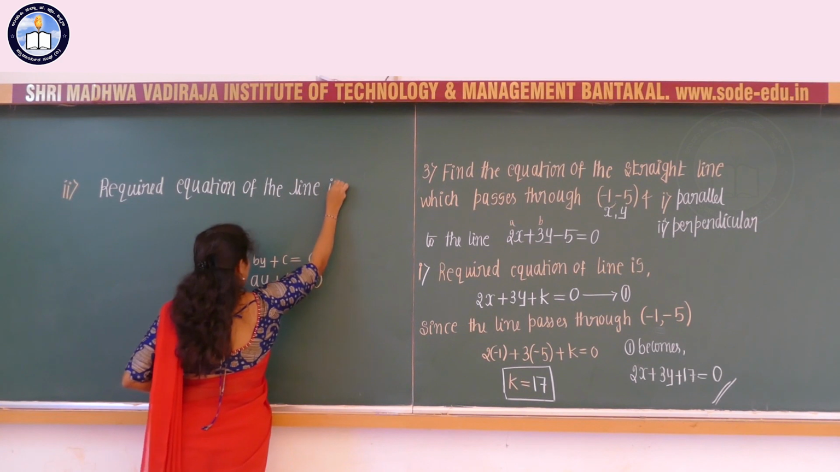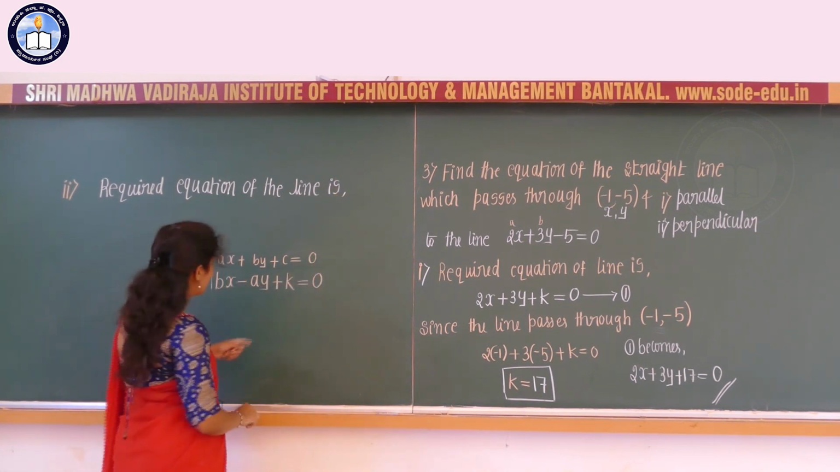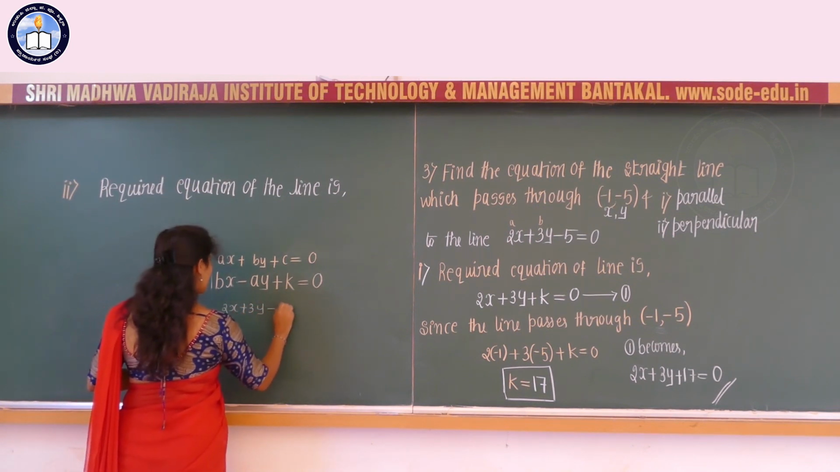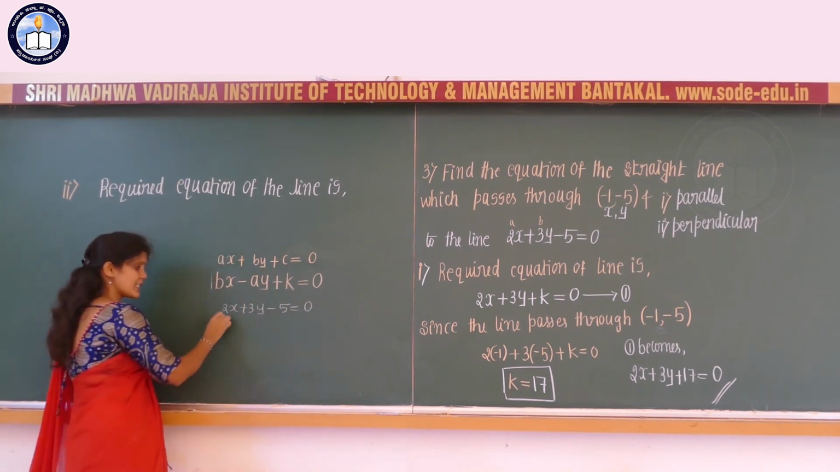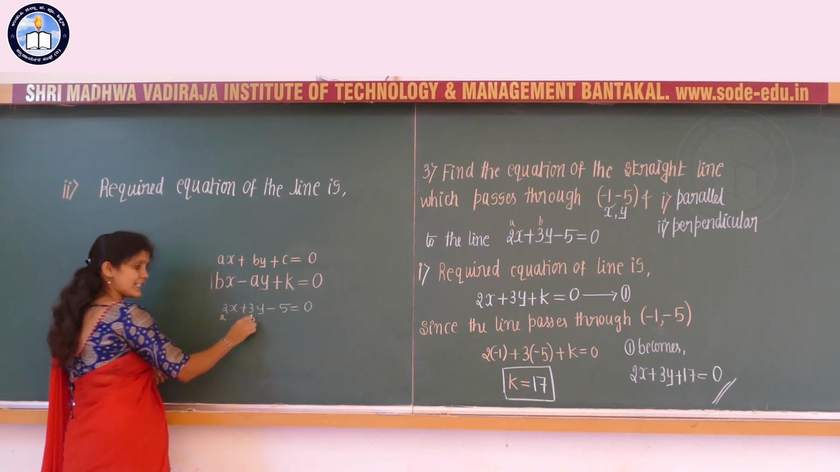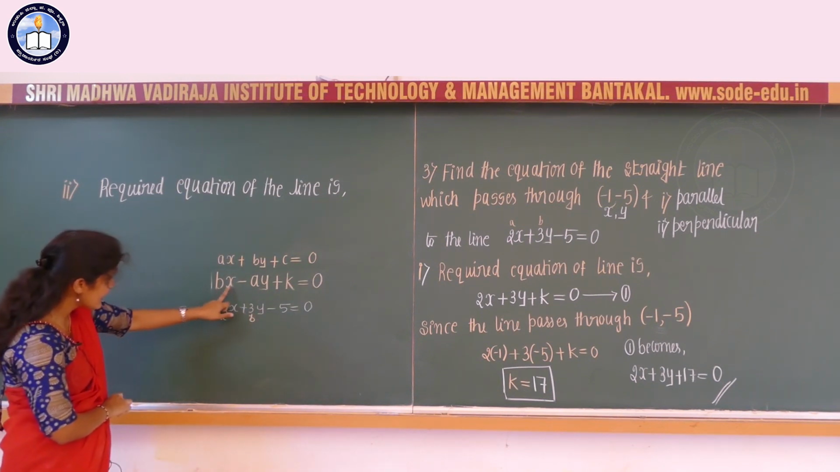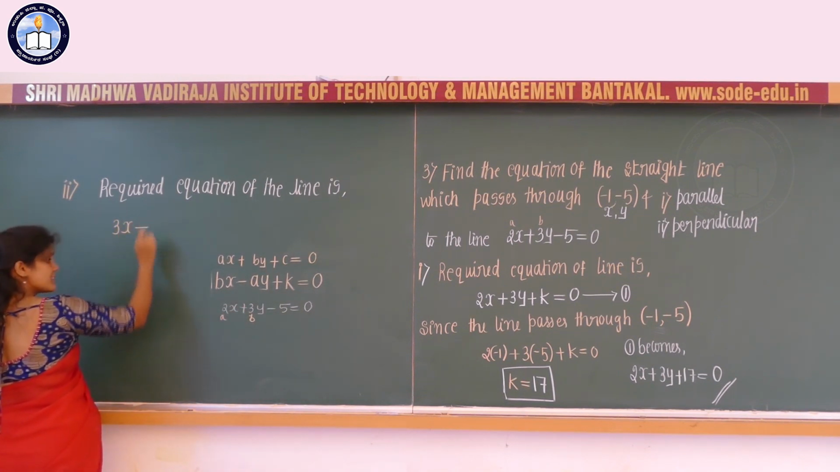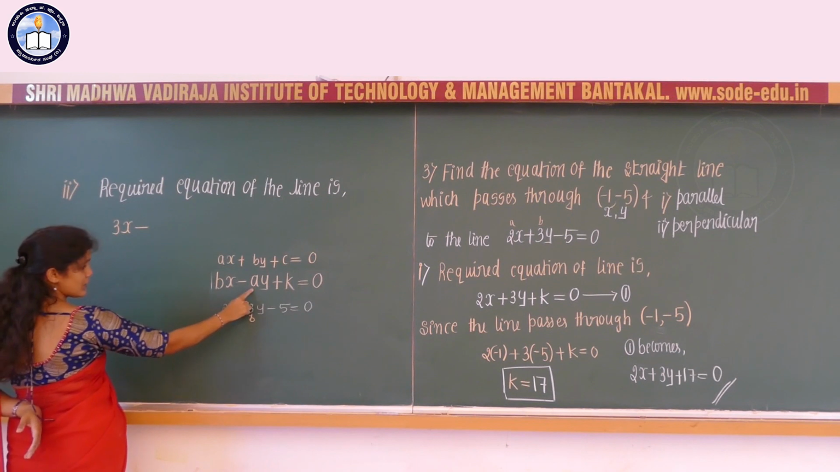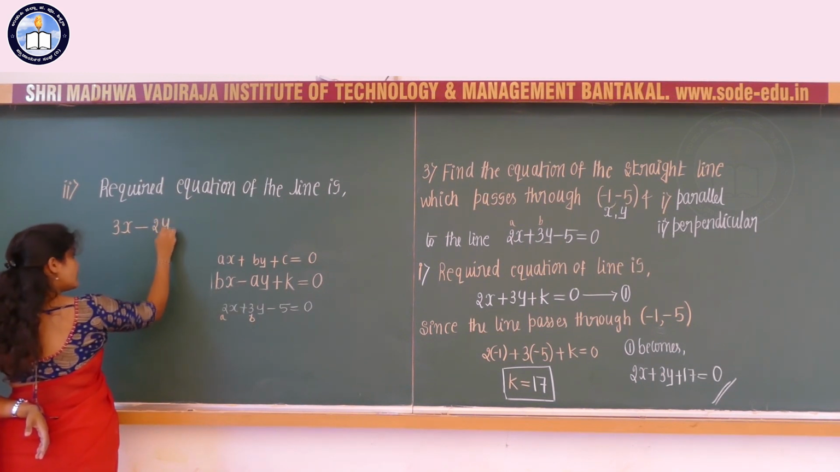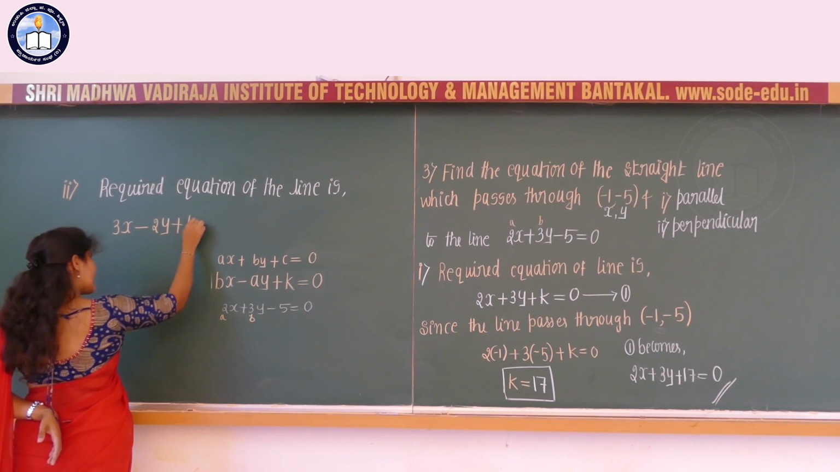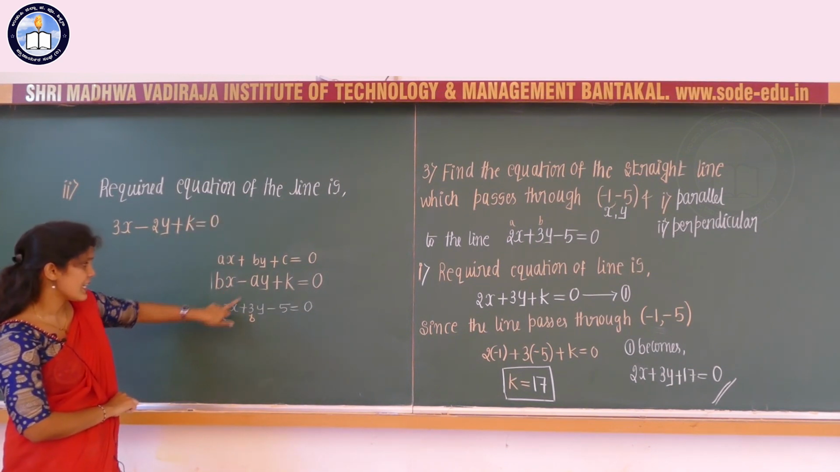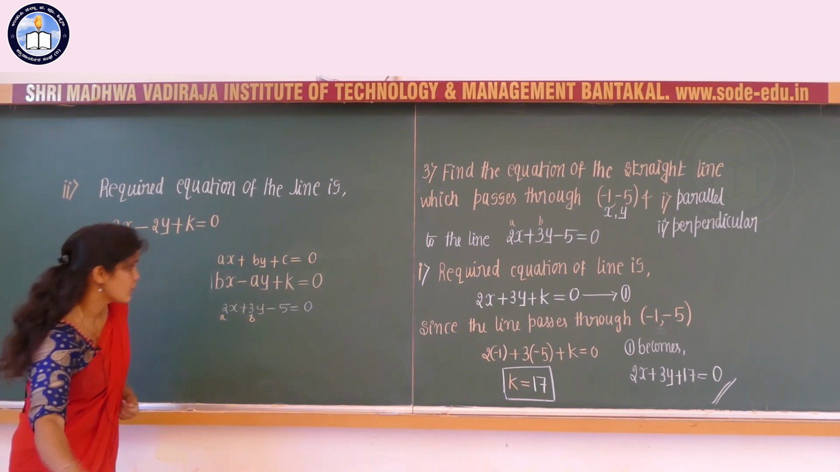Now the given line is perpendicular to 2x plus 3y minus 5 equal to 0. The value of a is equal to 2, b is equal to 3, right? So we can write it as b into x minus a into y plus k equal to 0, that is, 3 into x minus 2 into y plus the constant k equal to 0.